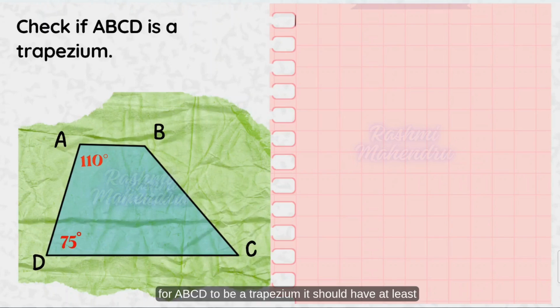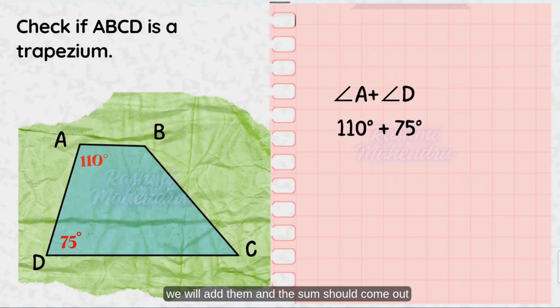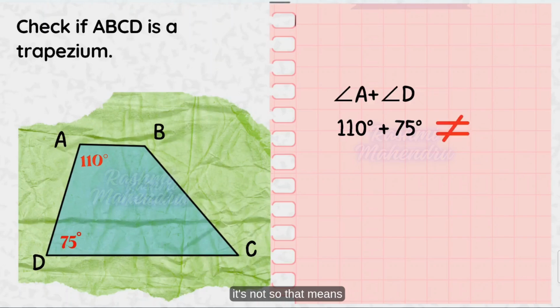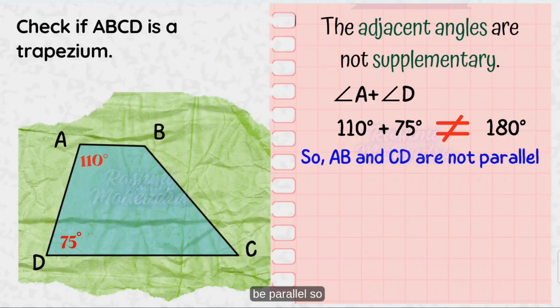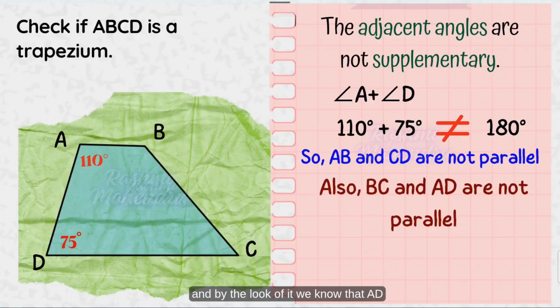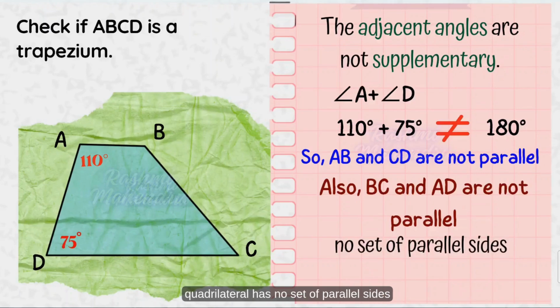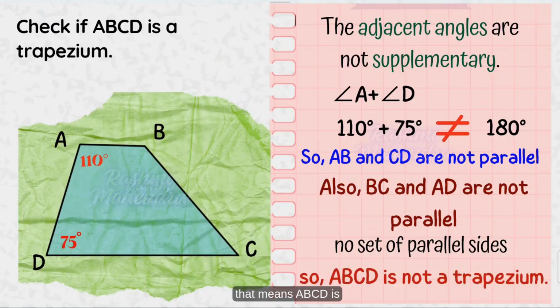For ABCD to be a trapezium, it should have at least one side parallel. The angles are provided to us, we will add them, and the sum should come out to be 180 degrees. Is it so? It's not so. That means angle A and angle D are not supplementary. So AB and CD cannot be parallel. And by the look of it, we know that AD and BC are not parallel. It's quite evident from the figure itself. So we can say that this quadrilateral has no set of parallel sides. That means ABCD is not a trapezium.